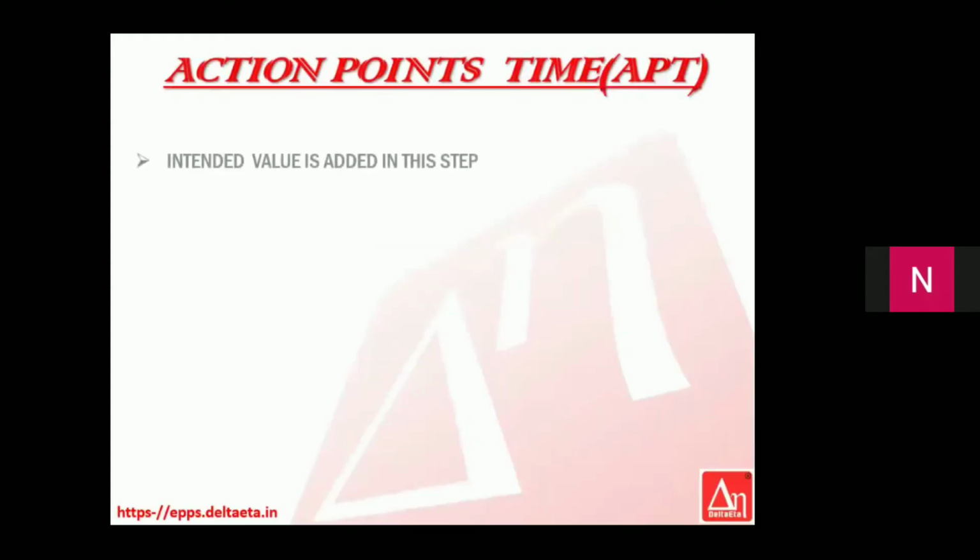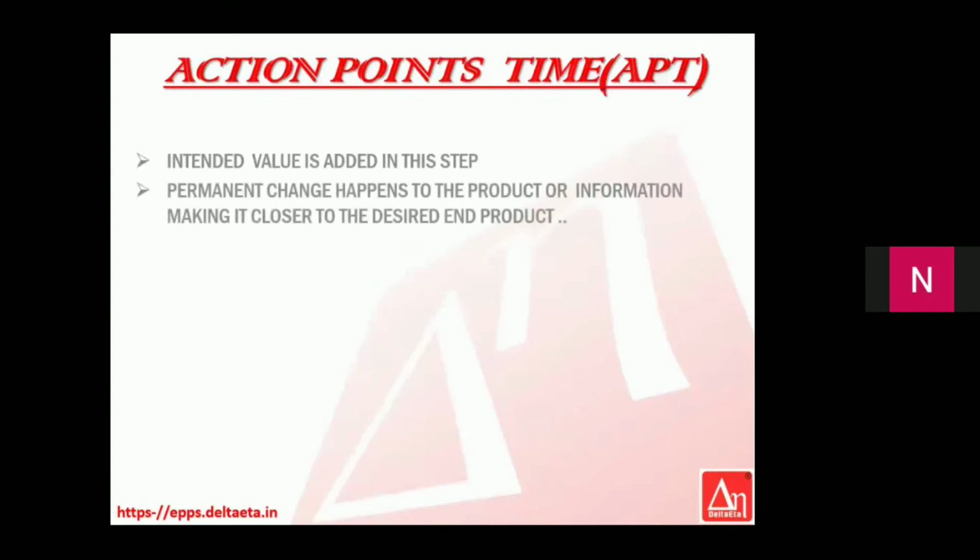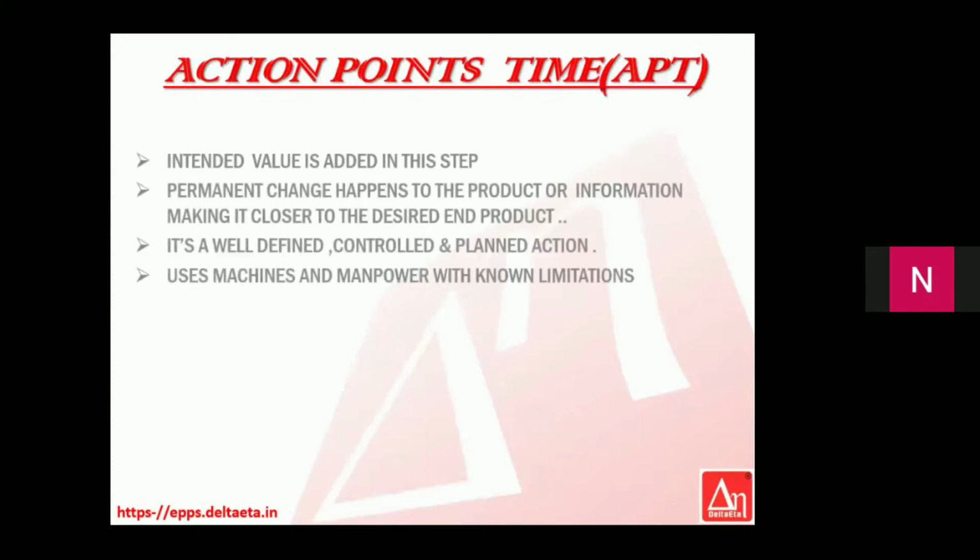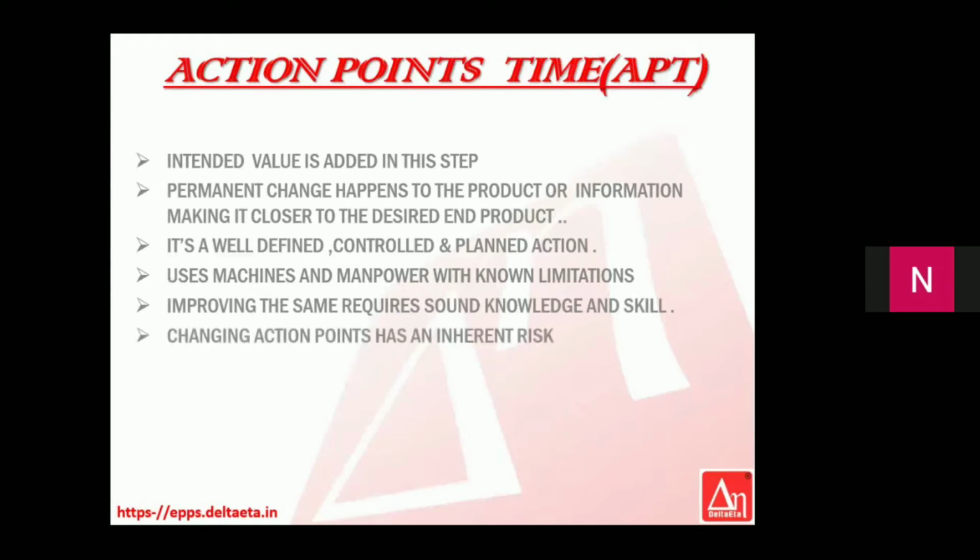What do you mean by an action point time? As I repeatedly said earlier, any process will have action points and no action points. Action points means the intended value is added in this step. The second important thing is that a permanent change happens to the product or the information, making it closer to the desired end product.